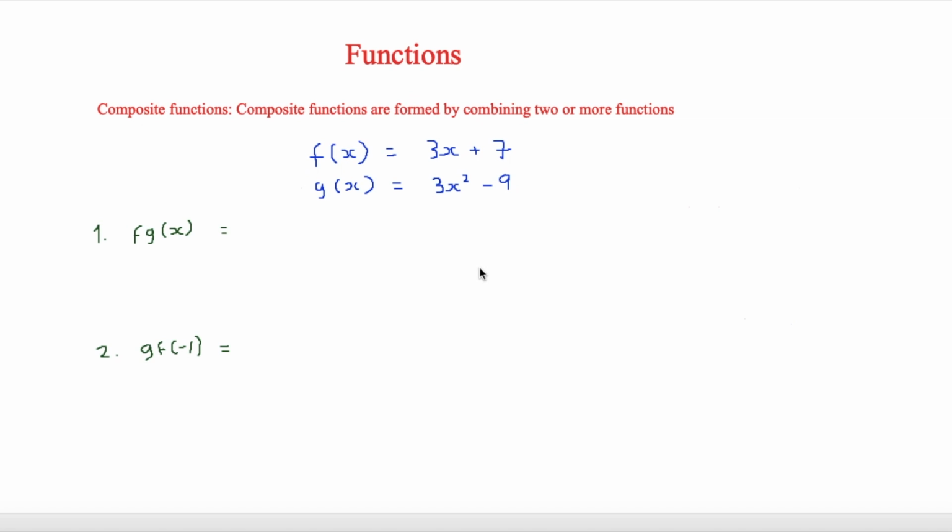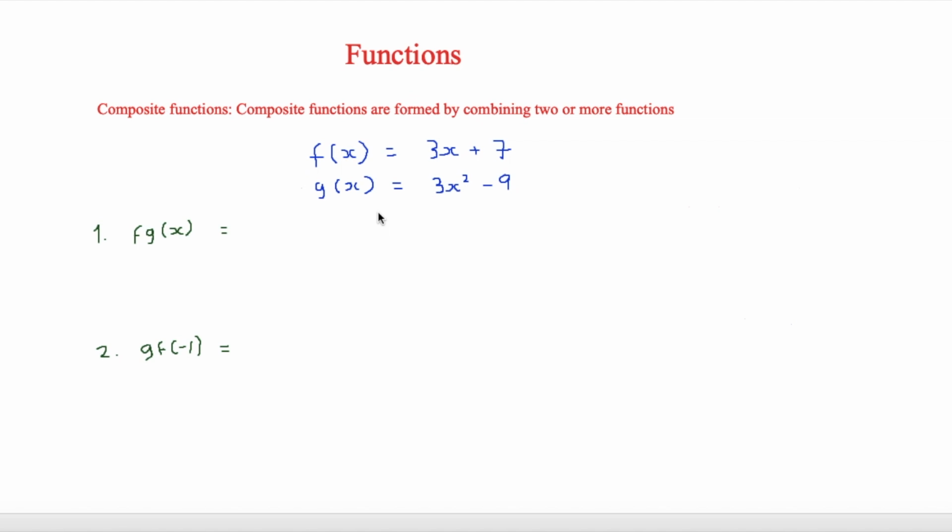So the next thing to look at in functions is composite functions. Composite functions are formed by combining two or more functions. And here we have an example. We have f of x is equal to 3x plus 7, and g of x is equal to 3x squared minus 9. The first one says, what is fg of x?